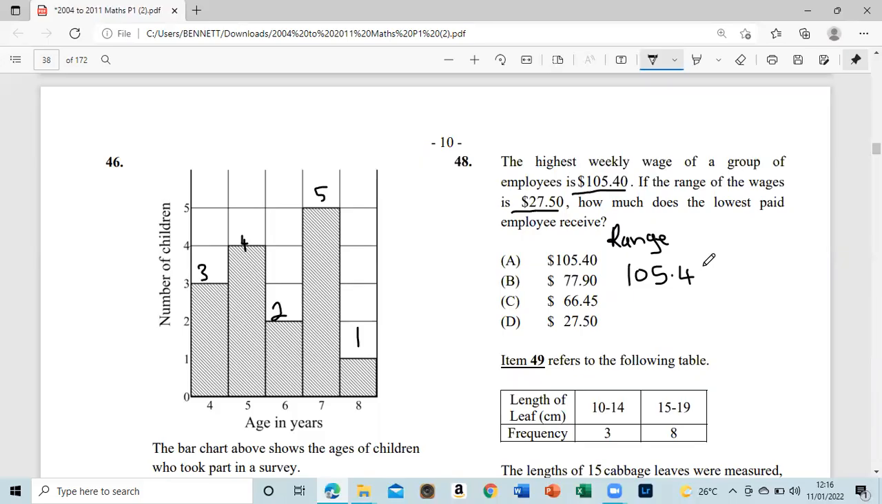If the range of the wages is 27, the range must equal 27. So after you solve the highest minus the lowest, you're supposed to get this.